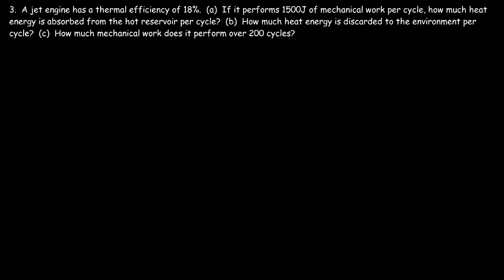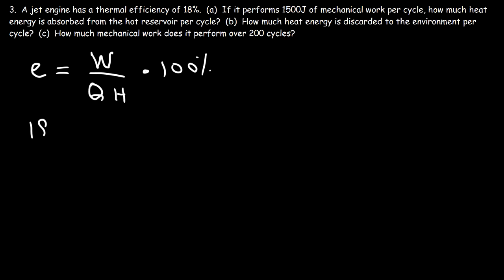Number 3. A jet engine has a thermal efficiency of 18%. If it performs 1500 joules of mechanical work per cycle, how much heat energy is absorbed from the hot reservoir per cycle? So we need to calculate QH. We have the mechanical work W and the efficiency E. So we need to use this formula. Efficiency is equal to the mechanical work divided by QH multiplied by 100%.